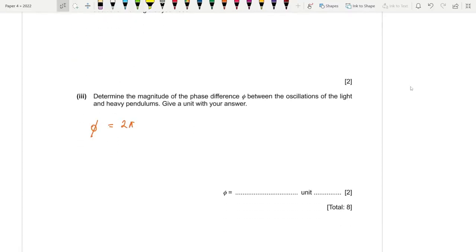It's 2 pi del t by T. What does this mean? Basically, the phase difference is 0.30 seconds, three boxes, divided by the total time period, which is 0.40 seconds. And if you multiply it with 2 pi, you're going to get the answer. So that gives us 3 by 4 into 2 pi, which to 2 SF is 4.7 rad. Okay? So 4.7 rad.